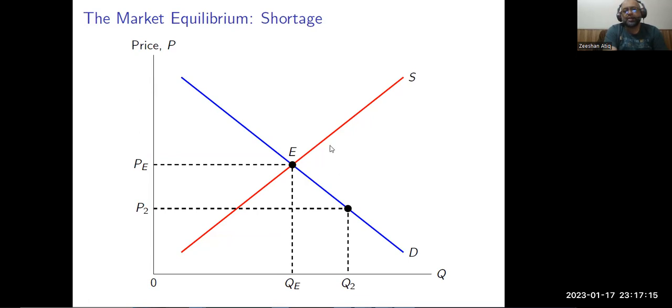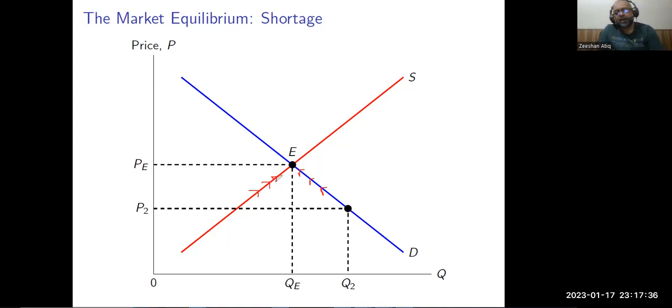When the consumers bid the price up, you get movements along the curves. That movement is a backward movement along the demand curve. The backward movement along the demand curve happens because the prices are going up. And you also find a forward movement along the supply curve. The forward movement along the supply curve happens because the prices are going up.